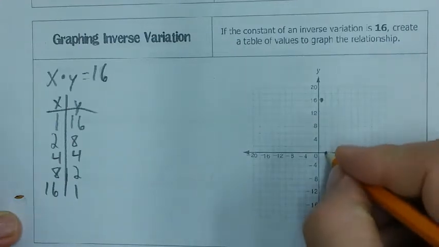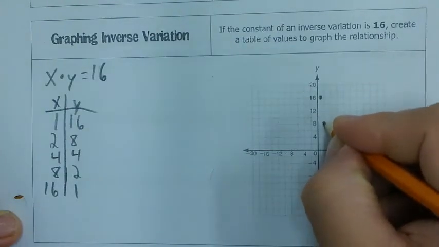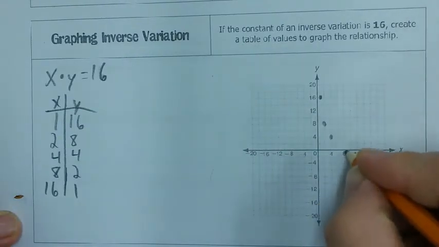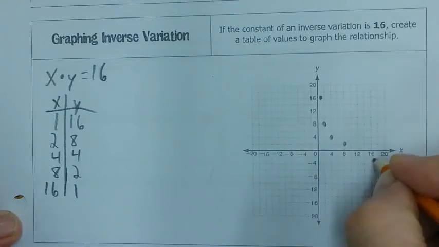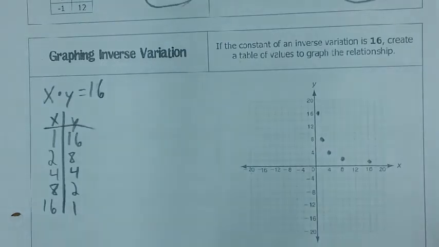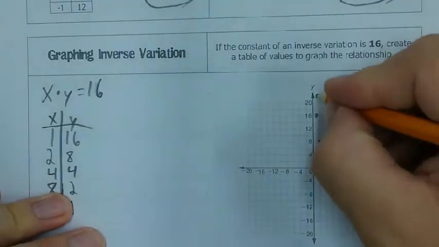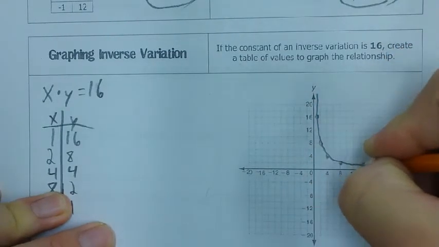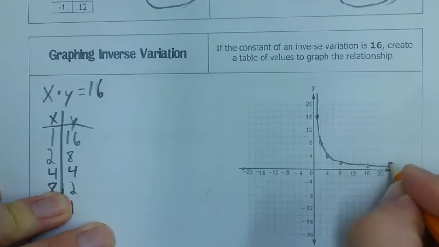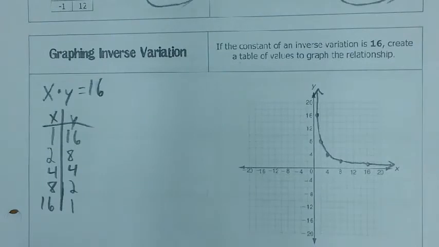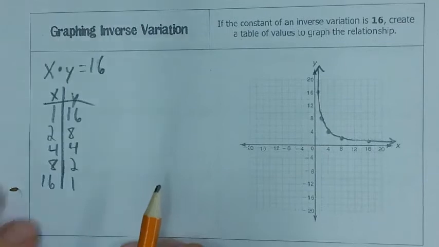Then 2, 8 would be about right here. 4, 4 would be here. 8, 2 would be here. And 16, 1 would be here. Once you plot those points, I do want you to connect them to make a graph. So you're going to notice it will do a funky little curve like this. That's one of the ways you know it's going to be inverse variation. But there's a second thing we have to do. Whenever we're doing inverse variation, we have to make two tables.